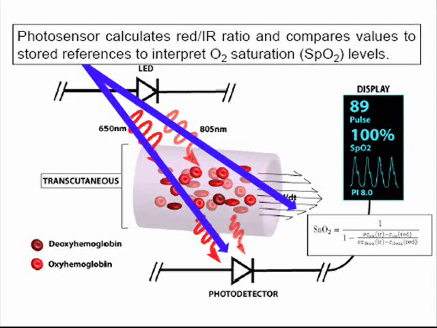Being able to distinguish between pulsatile blood, the device is also able to identify your pulse rate, hence the pulse component of the word pulse oximetry.